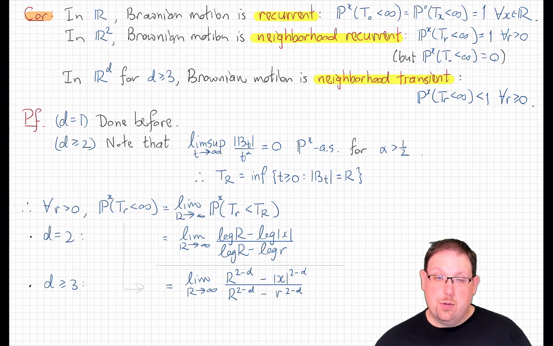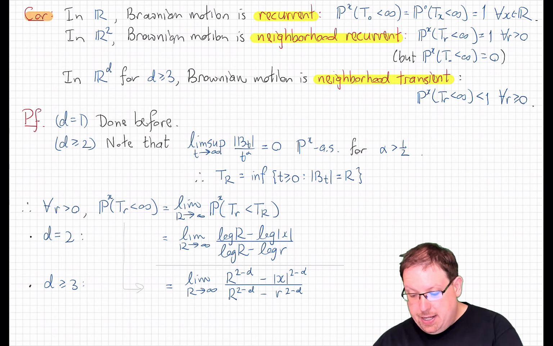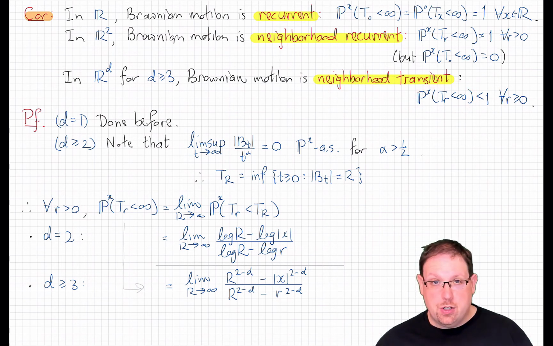But that's only true in 2 dimensions. In 3 dimensions, Brownian motion is neighborhood transient. There is a positive probability that you never reach a particular ball if you didn't start inside it. And the proofs of these follow from the formula that we had on the last slide quite easily, just as in the simple random walk case.